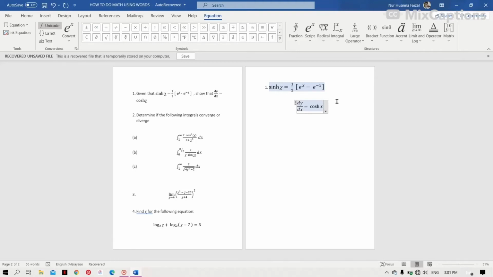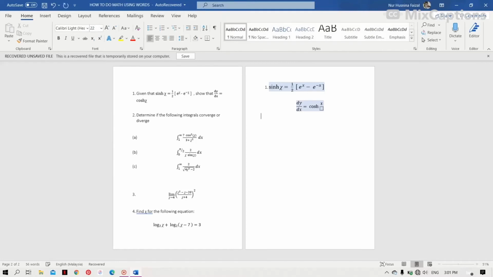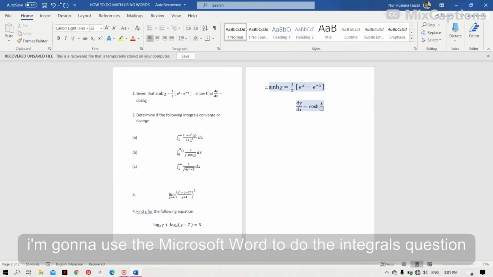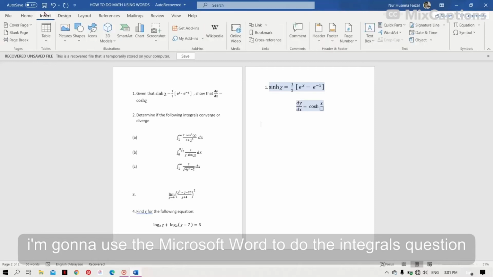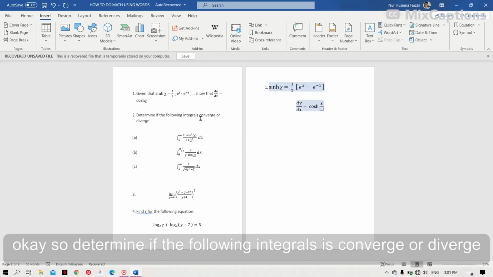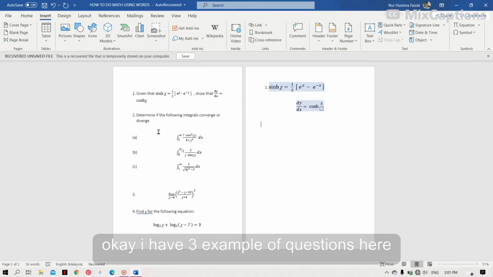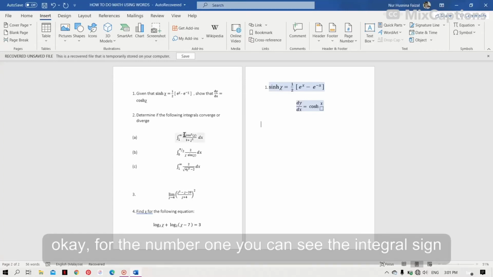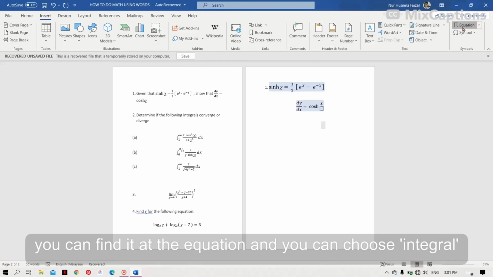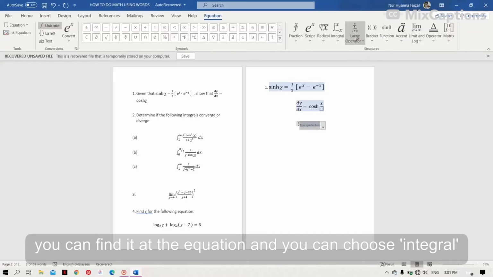Okay, so the next one. I'm going to use Microsoft Word to do an integral question. Okay, so determine if the following integral is converged or diverged. Okay, I have 3 example questions here. Okay, for the number 1, you can see the integral sign. You can find it in the equation and you can choose integral.